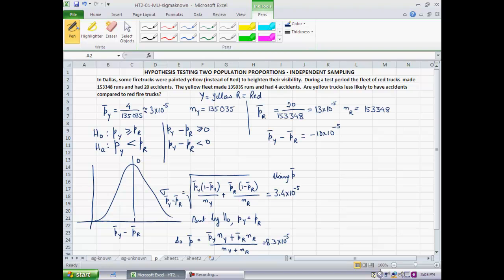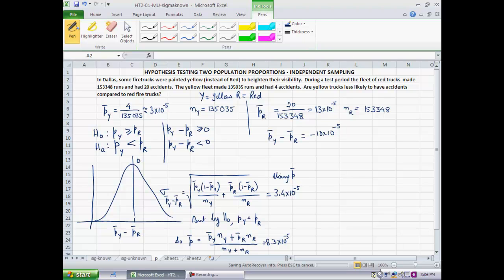Okay, so all hypothesis testing starts with the assumption that the null is true as an equality, and in order to choose between these two hypotheses, the sample statistic that we would use is, of course, the difference of the sample proportions. In other words, P bar Y minus P bar R. So let us see what the sample statistics tell us. The sample proportion for yellow trucks in Dallas is 3 times 10 to the minus 5. Out of the 135,035 runs, they had 4 of them that resulted in an accident, and P bar Y, the proportion of runs that end up being accidents for yellow trucks, is 3 times 10 to the minus 5 approximately.